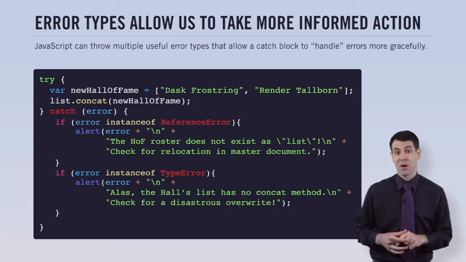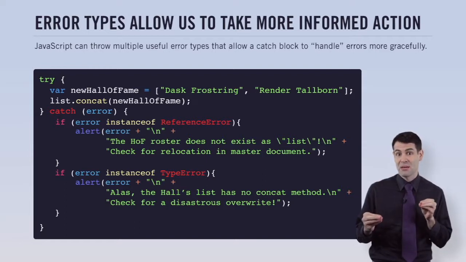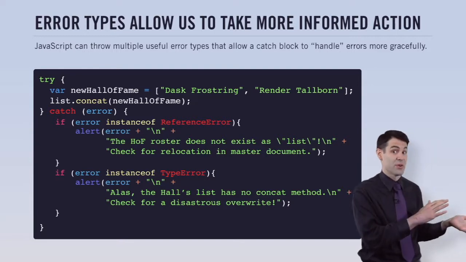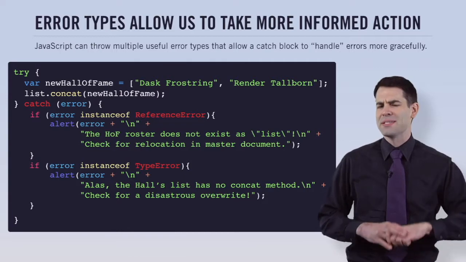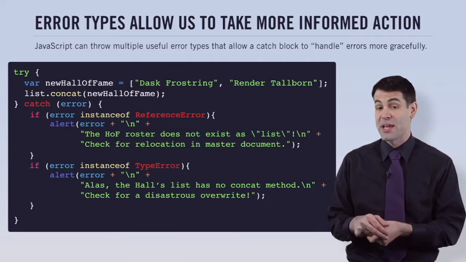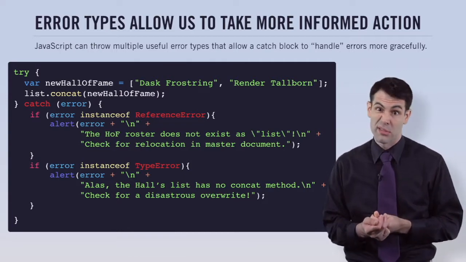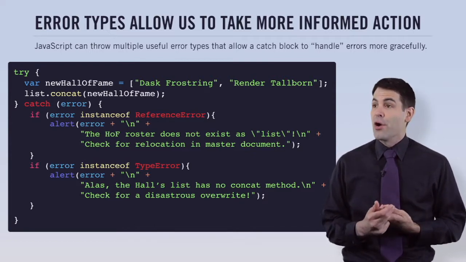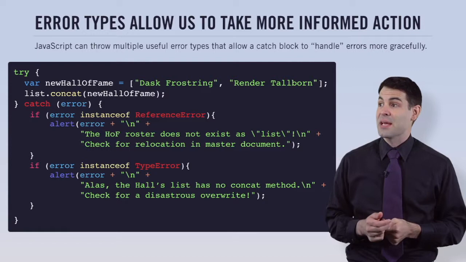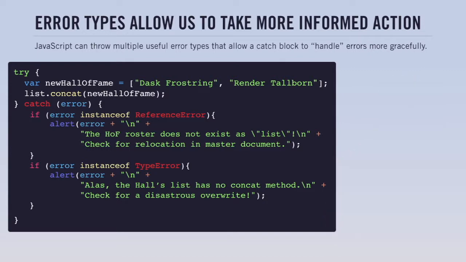Since we know it's a type error, we know we probably don't have a concat there, which means that our list is very likely overwritten. So let's take a look at what happens in the first case when we would try to get a reference error. Well, we wouldn't try to get a reference error, but say it happened. We would redefine our list variable as being Hall. Let's say somewhere globally our list variable got redefined to be Hall. Whoop, there's all of our Hall of Fame existing inside of our Hall variable.